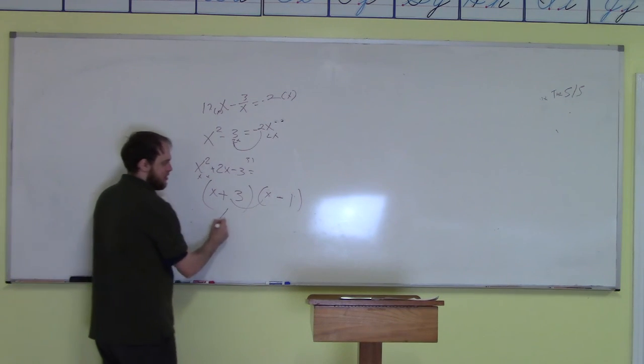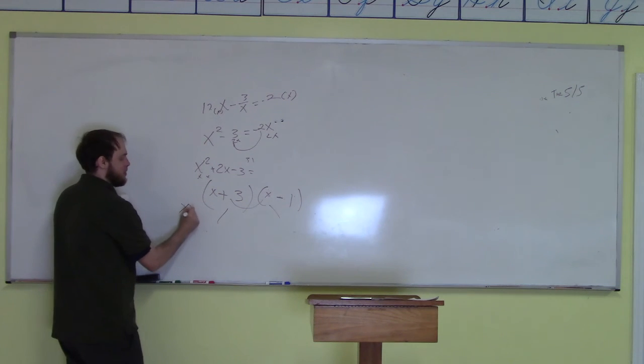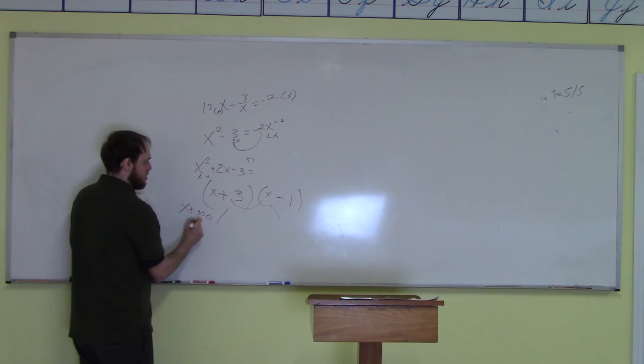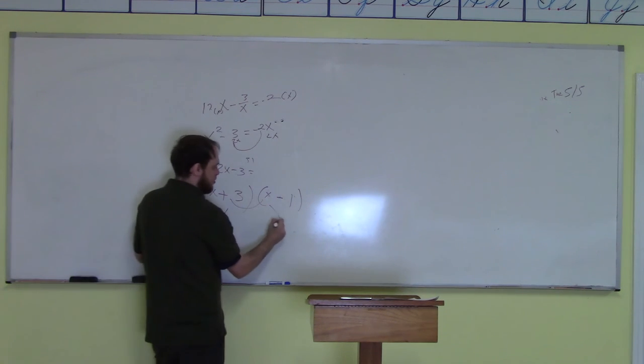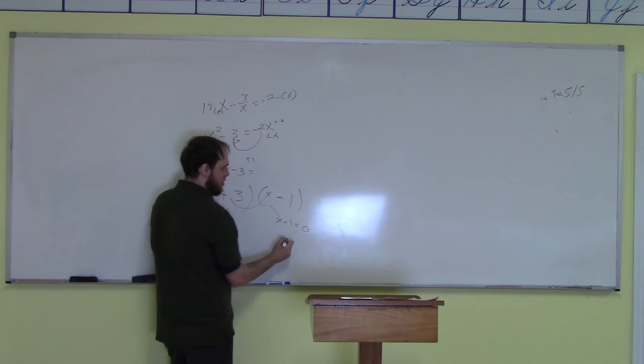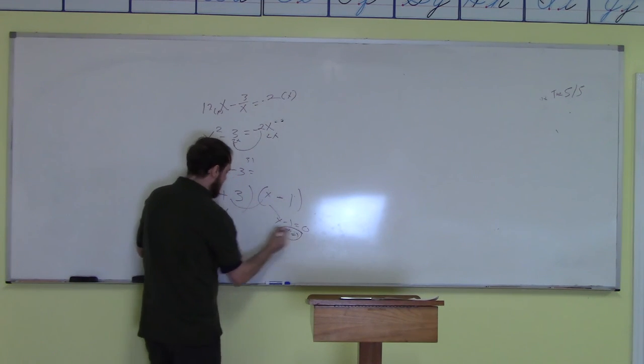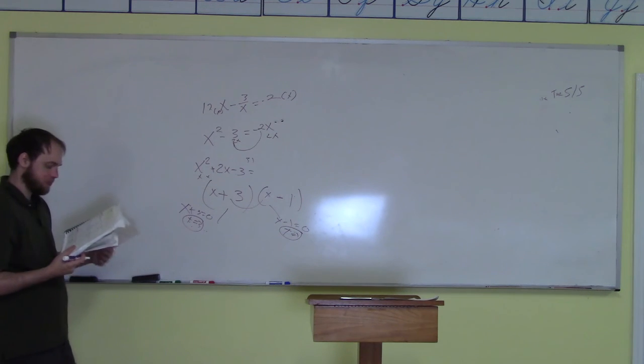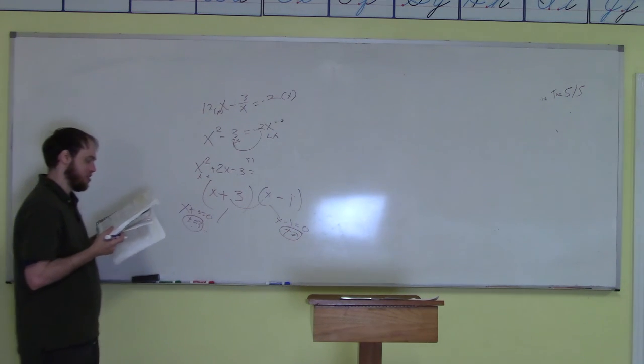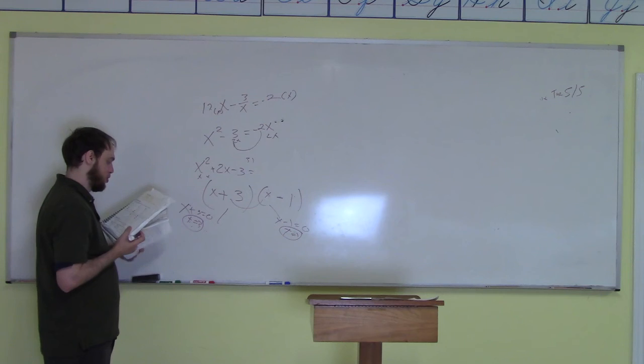Now I set each factor equal to 0. So x plus 3 equal to 0, and solve that. That'll give me x equals negative 3. And then x minus 1 equal to 0. Solve that, and that'll give me x equals 1. So 1 and negative 3 will be my answer there. So again, just get your common denominator and go through it like that.